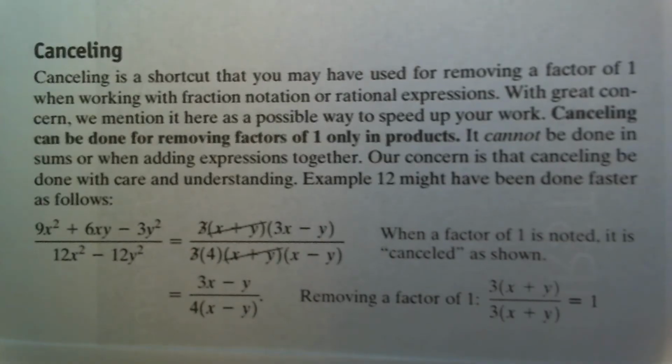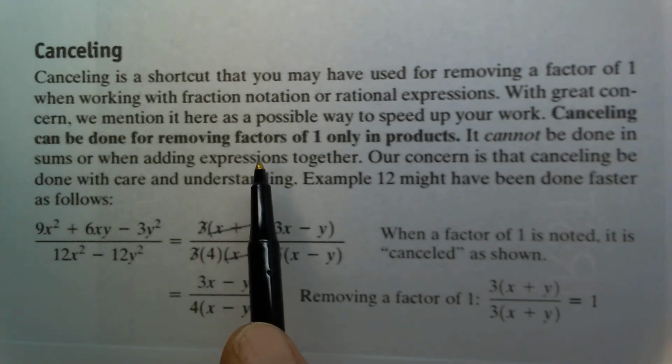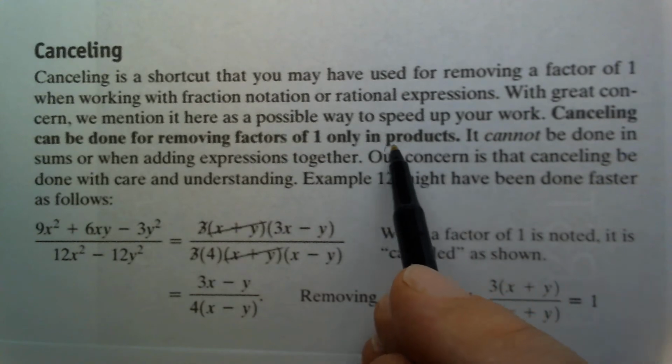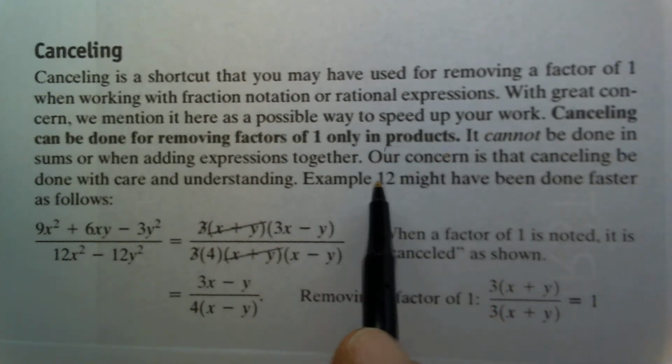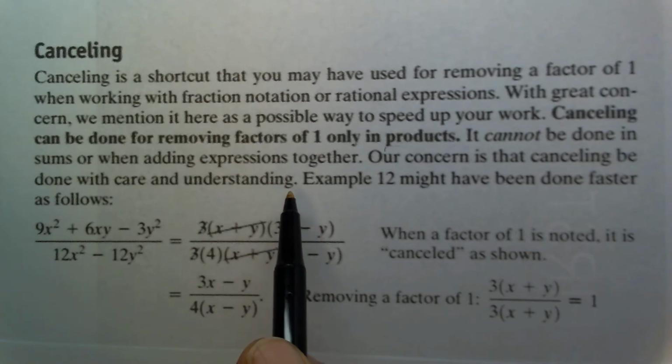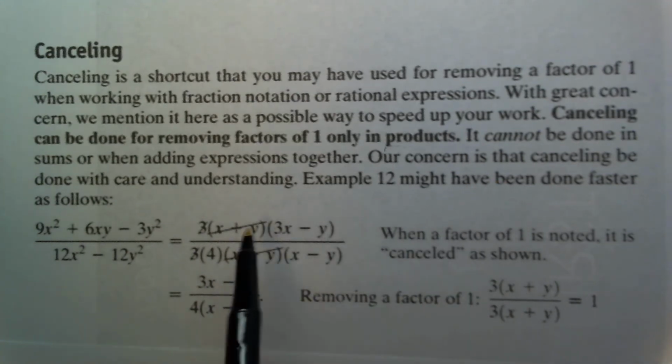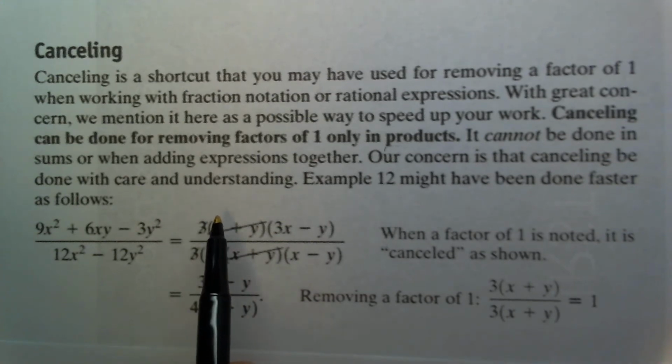Let's talk about canceling. Canceling is a shortcut that you may have used for removing a factor of 1 when working with fraction notation or rational expressions. But you've got to be careful. It's possible to speed up your work. Canceling can be done for removing factors of 1 only in products. So the key word here is products. It cannot be done in sums, or when adding expressions together. And so our really valid concern is that canceling be done with care and understanding.